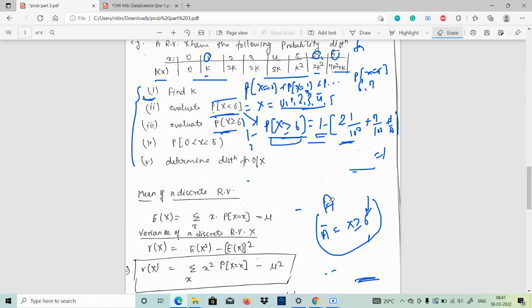And in the same way, you can also find the distribution function of it. Now that we have all the probabilities, just keep adding everything one by one, and we will get the probability distribution function of x also.